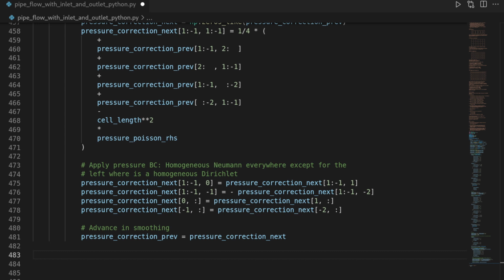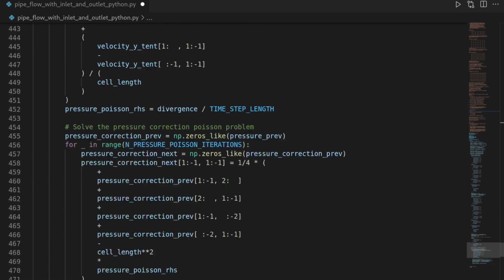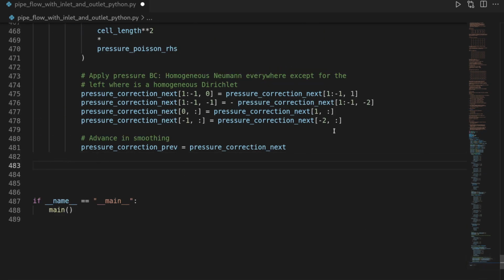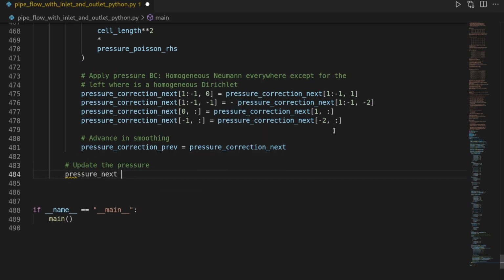And in these projection schemes that we are using, these pressure corrections are used in order to enforce incompressibility. So they locally correct the pressures such that we don't lose any mass. But first, with our pressure correction, according to the algorithm, we're going to update the pressure. So this is step number 5. So here I want to say update the pressure. So we say pressure next is going to be pressure previous plus the pressure correction next.